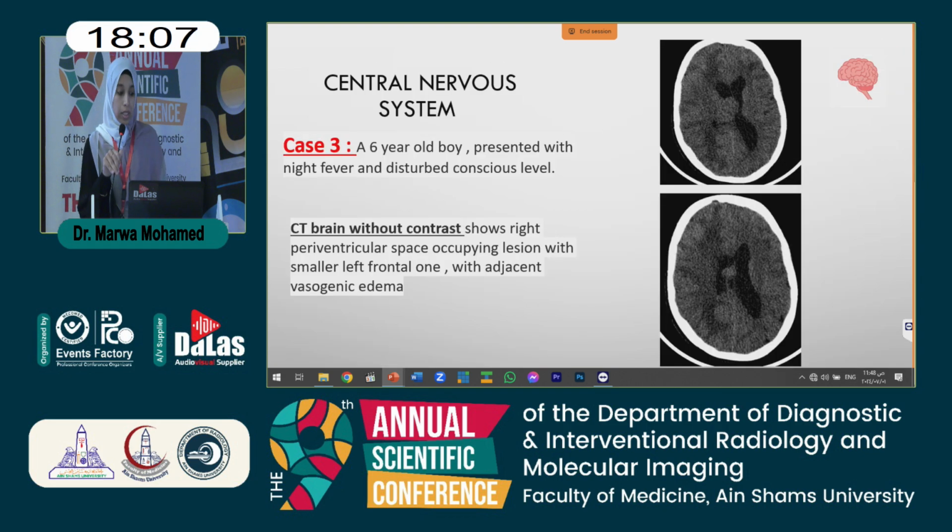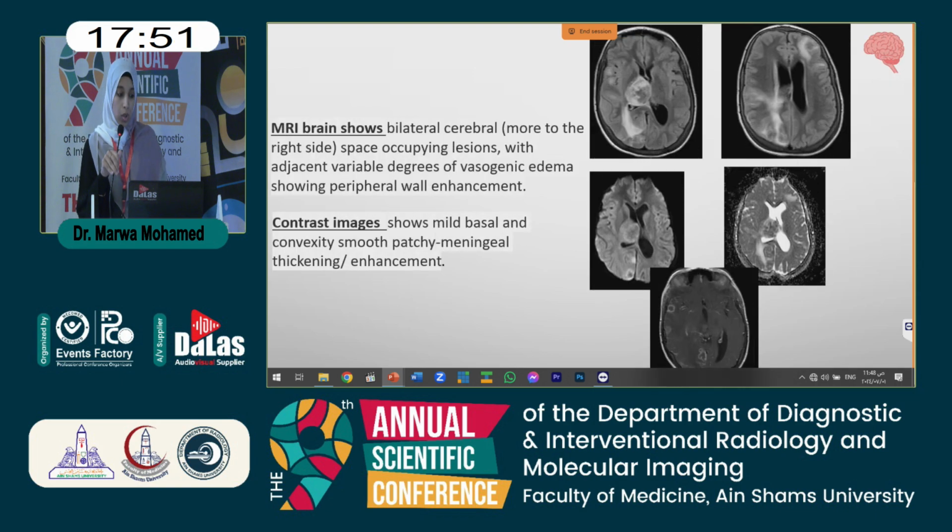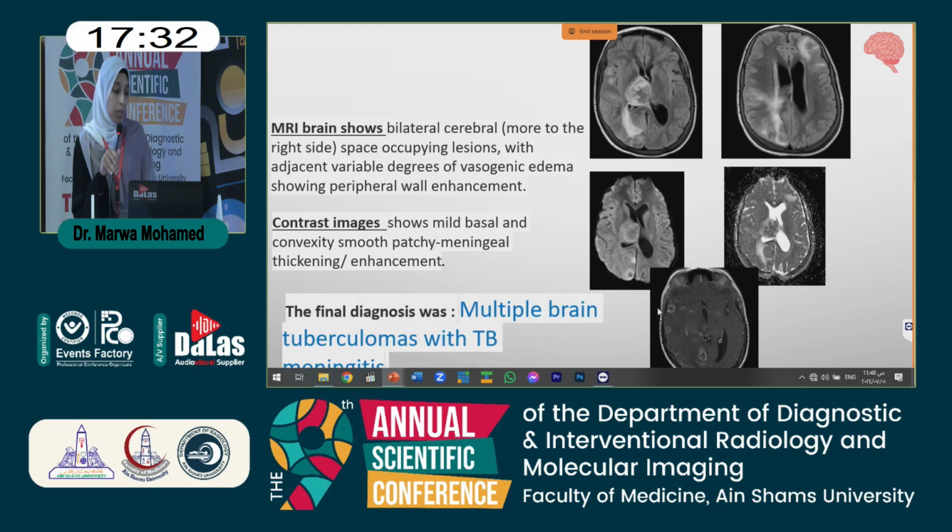Case 3. A 6-year-old boy presented with night fever and disturbed conscious level. CT brain without contrast shows right periventricular space occupying lesion with a smaller left frontal one with adjacent vasogenic edema. MRI brain shows bilateral cerebral, more at right side, space occupying lesions with adjacent variable degrees of vasogenic edema showing peripheral wall enhancement. Contrast MRI shows mild basal and convexity smooth patchy meningeal thickening and enhancement. The final diagnosis was multiple brain tuberculomas with TB meningitis.